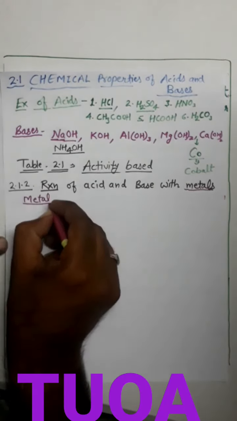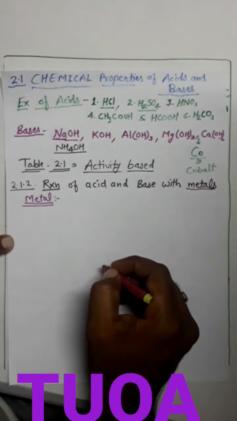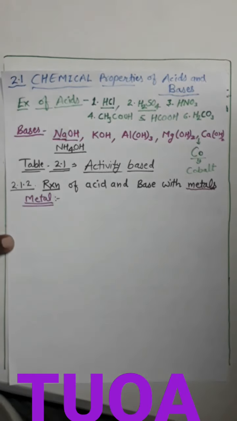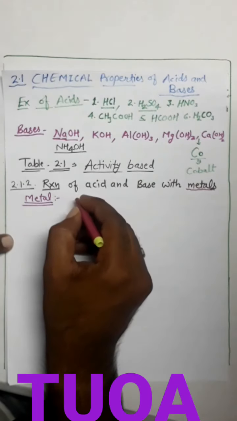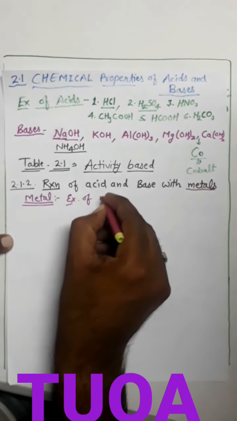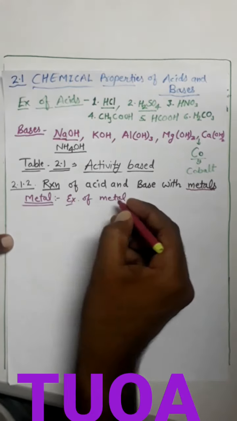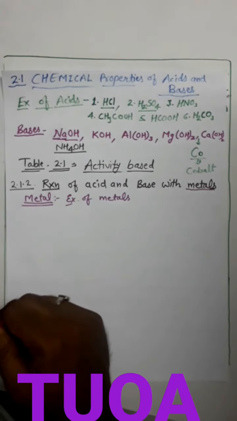All of you know about metals and their properties, because this topic, metals, you have discussed in classes 6, 7, 8, 9. So just remember this. In the comment section, write down some examples of metals. Let me see how many of you are good at writing examples of metals.